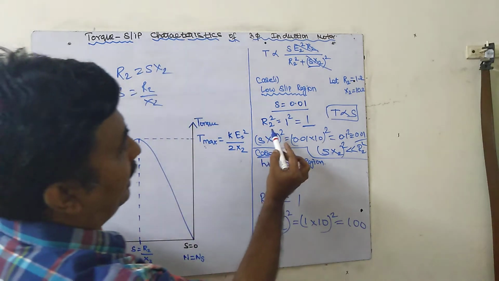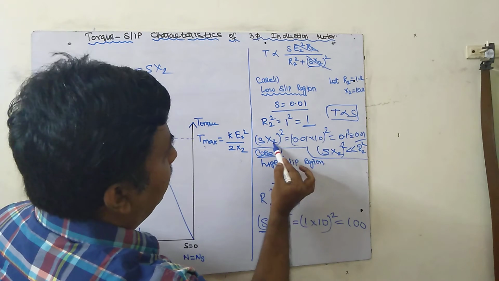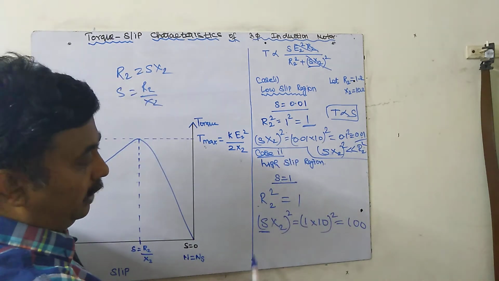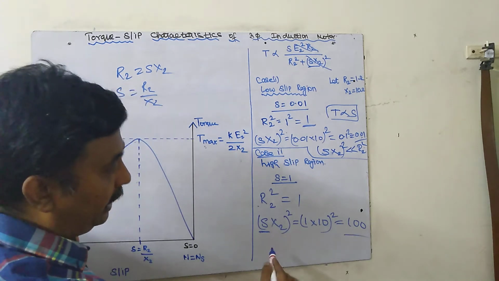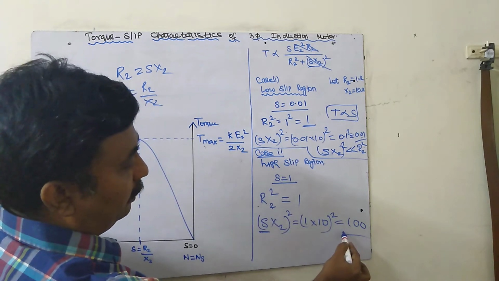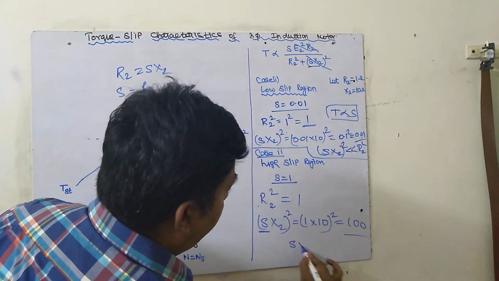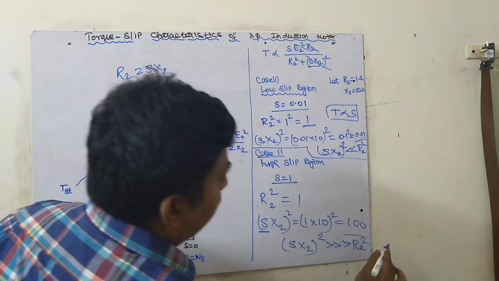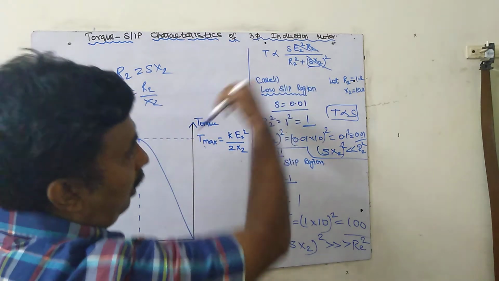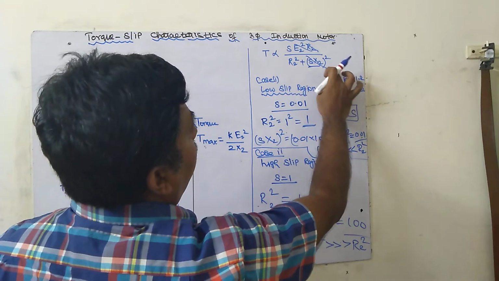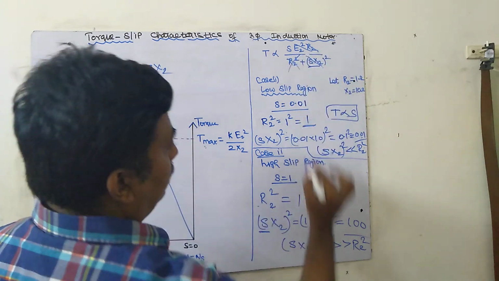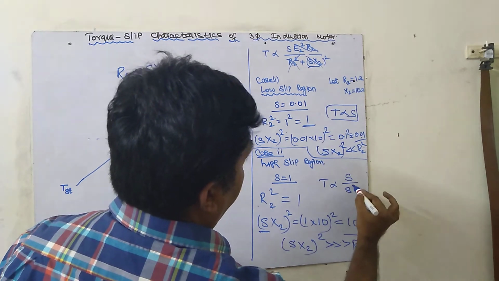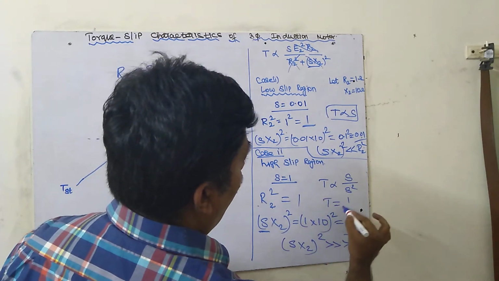Previously, R2 square equal to 1 and (S into x2) whole square equal to 0.01. But here R2 square equal to 1 and (S into x2) whole square equal to 100. So compared to R2 square, (S into x2) square is very much greater. So I can neglect R2 square. So torque is proportional to S divided by S square. Torque is proportional to 1 by S.